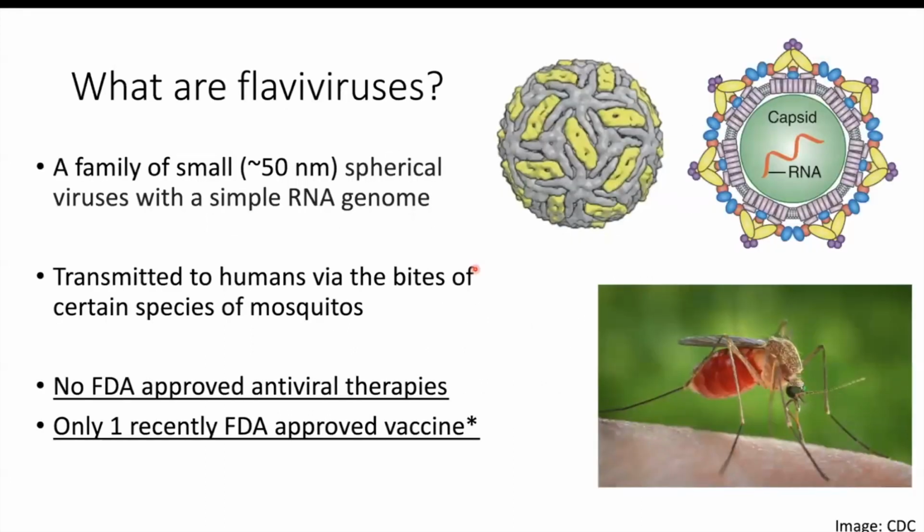So let's start with some background on what flaviviruses are, which are the viruses that we study in my lab. Flaviviruses are a family of small, roughly 50 nanometer spherical viruses with a simple RNA genome. They are transmitted into humans via the bites of infected mosquitoes. Importantly for human health, there are no FDA-approved antiviral therapies, and there's only one FDA-approved vaccine, which not all people are eligible for.